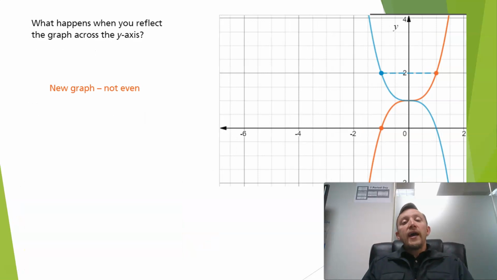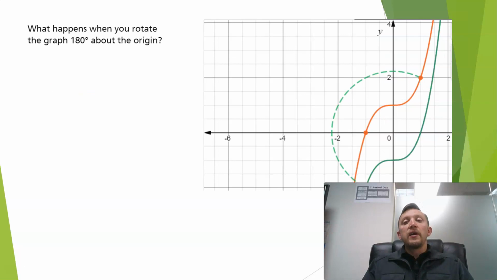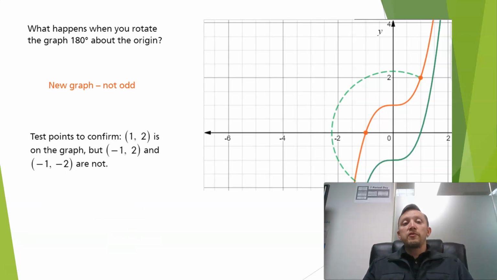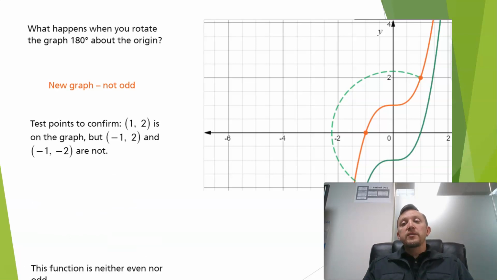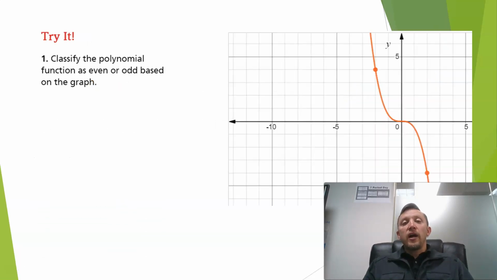So if reflected over the y-axis, like I said, it's not the same. It's a new graph, so it's not even. If we rotate it around the origin, we would get the green graph, and that's a new graph, so that's not odd. It doesn't match up. It's not the same as what was before. So if you use test points, again, it's not going to be either even or odd.